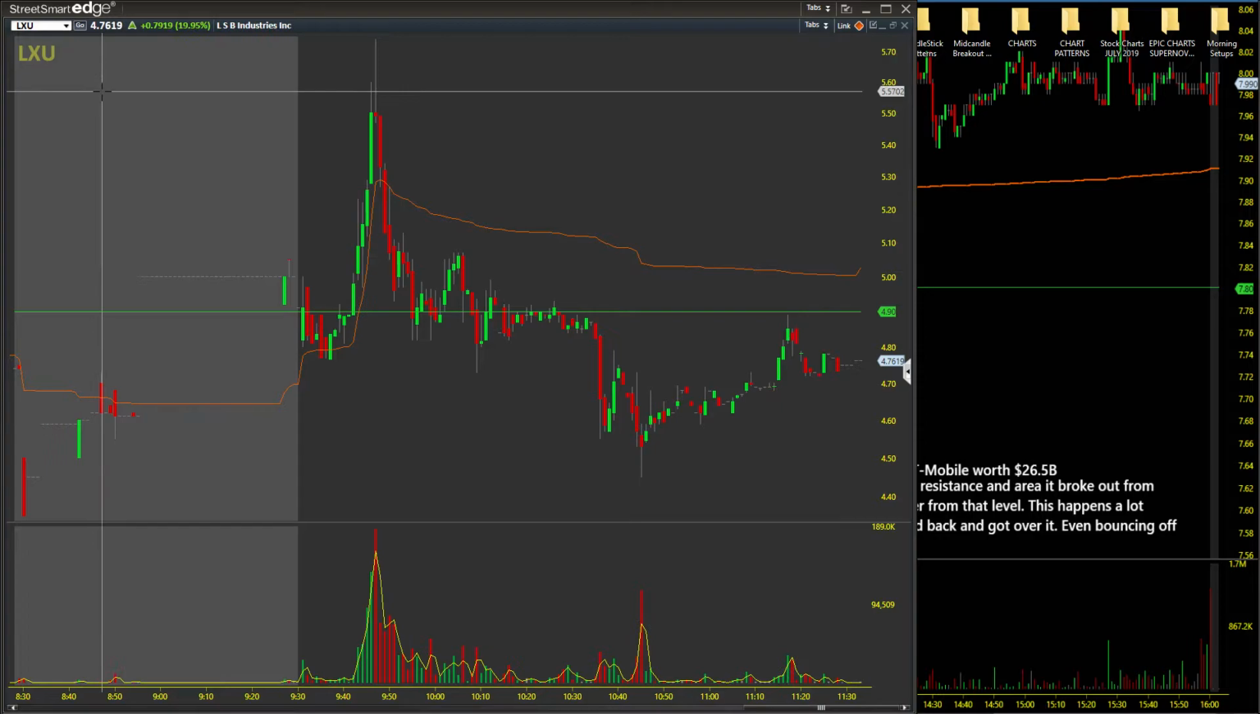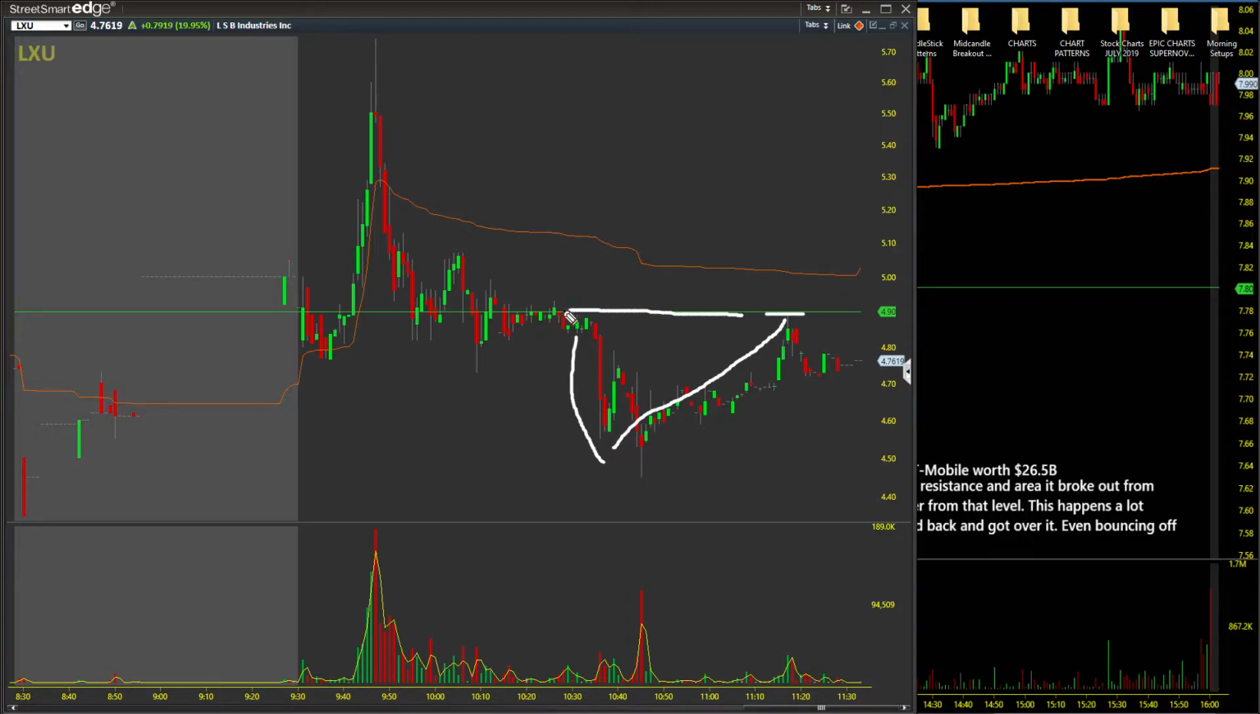And also with LXU, see how it fell through right here? And then it grinded its way back on up to right here and found resistance because it was all support all right here.